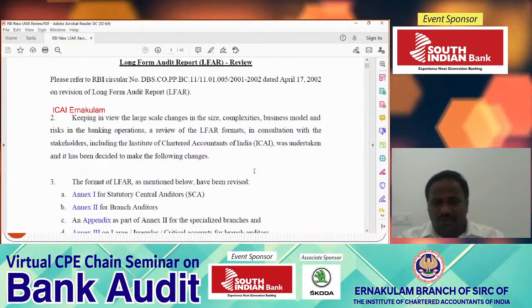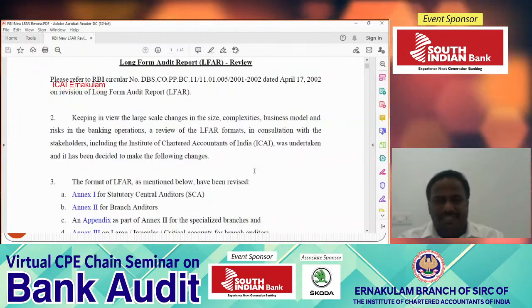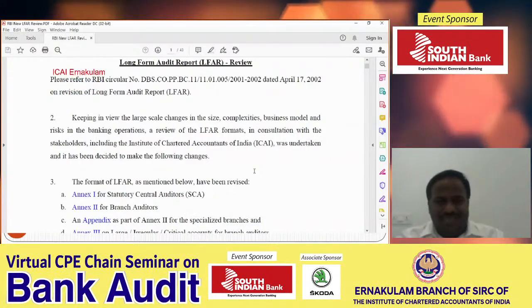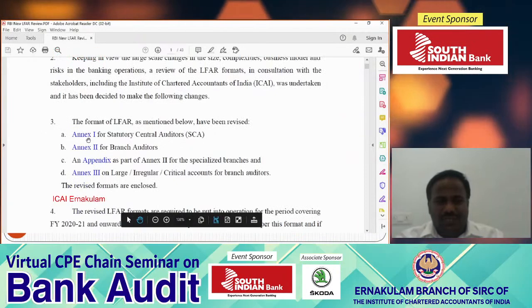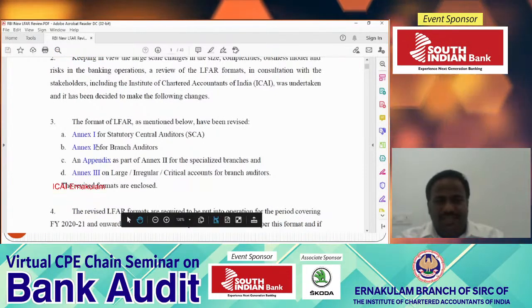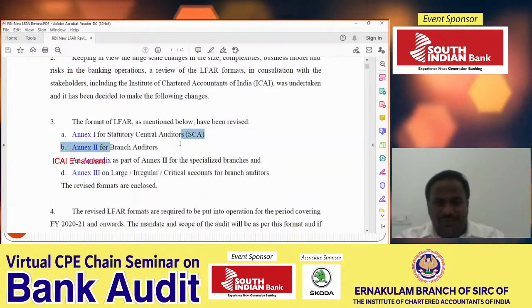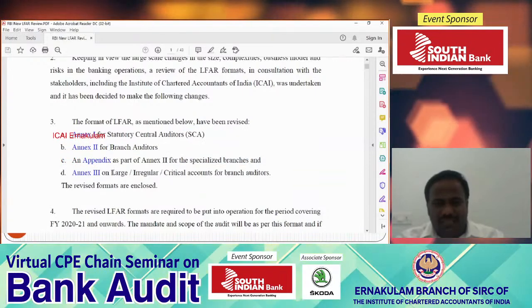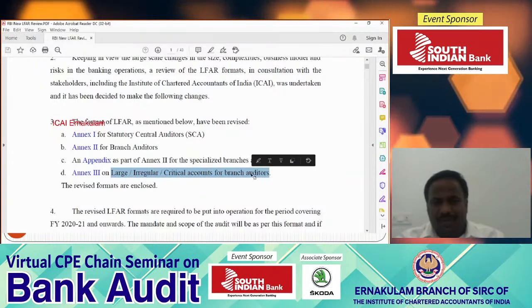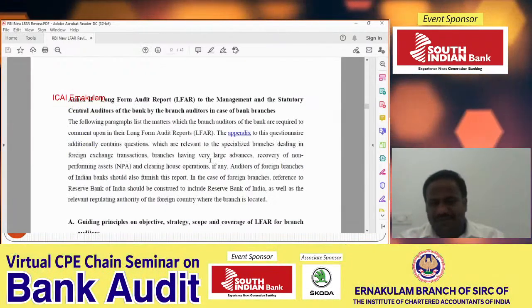I'm sure you might have gone through this at least once, at least the part where the branch auditors are responsible. So this entire LFR report is divided into 4 annexures, 2 annexures and 1 appendix, and a 3rd annexure is there. First one is for the central statutory auditor, second one is for the bank branch auditors, third one is for the specialized branches, and the 4th one is for large regular critical accounts for branch auditors. So we are going to focus more towards this.